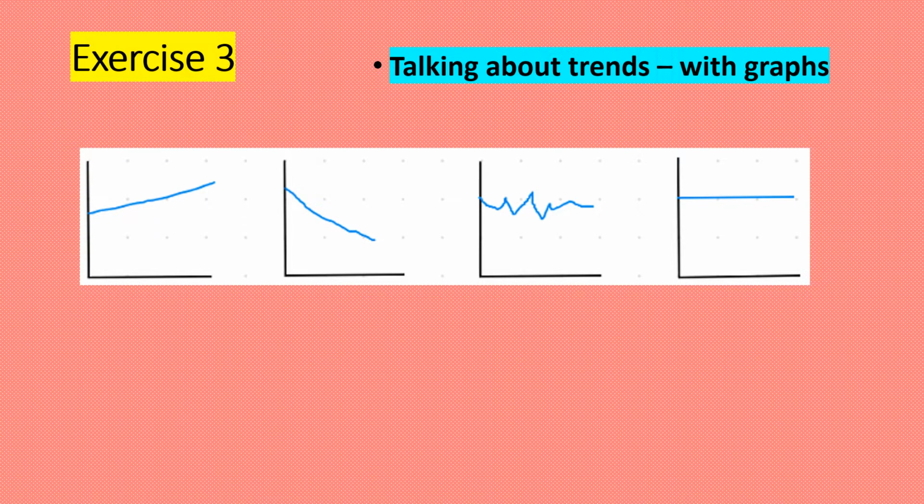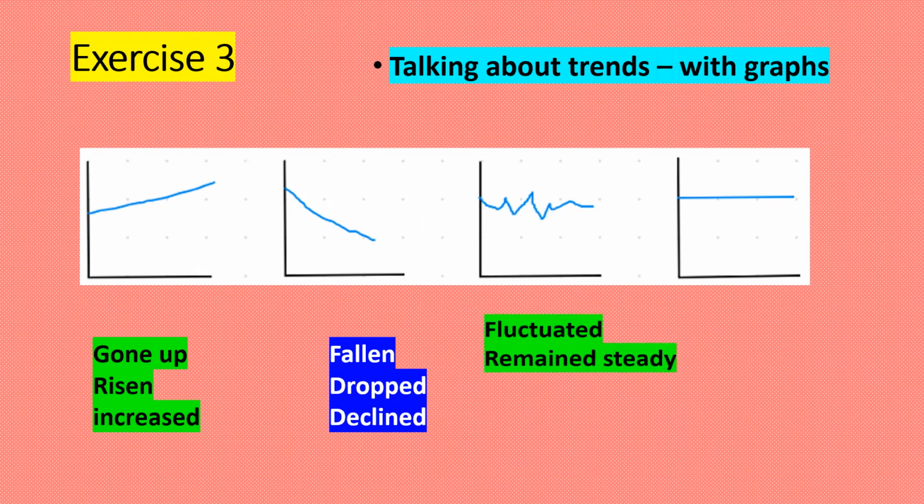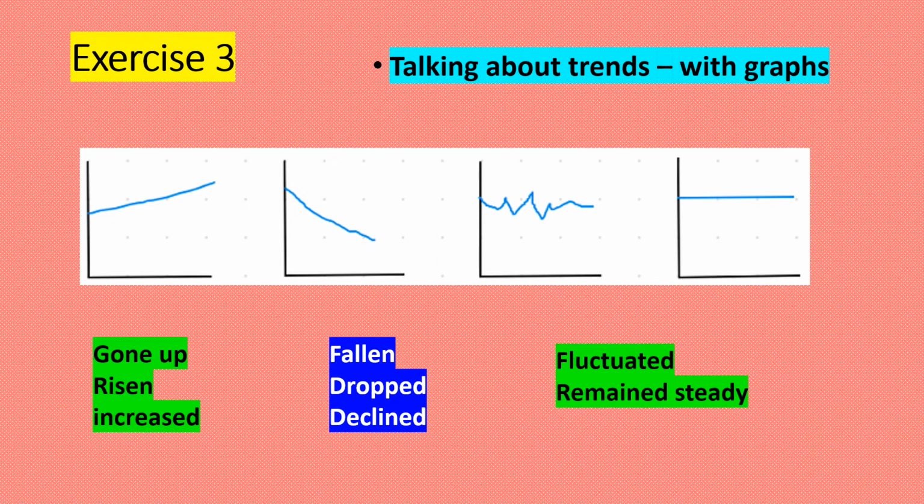The third exercise is to talk about the trends with the graphs. If it is rising, I can say gone up, risen, increased. If it is falling down, I can say fallen, dropped, or declined. If it is fluctuating, I can say fluctuate and remain steady.